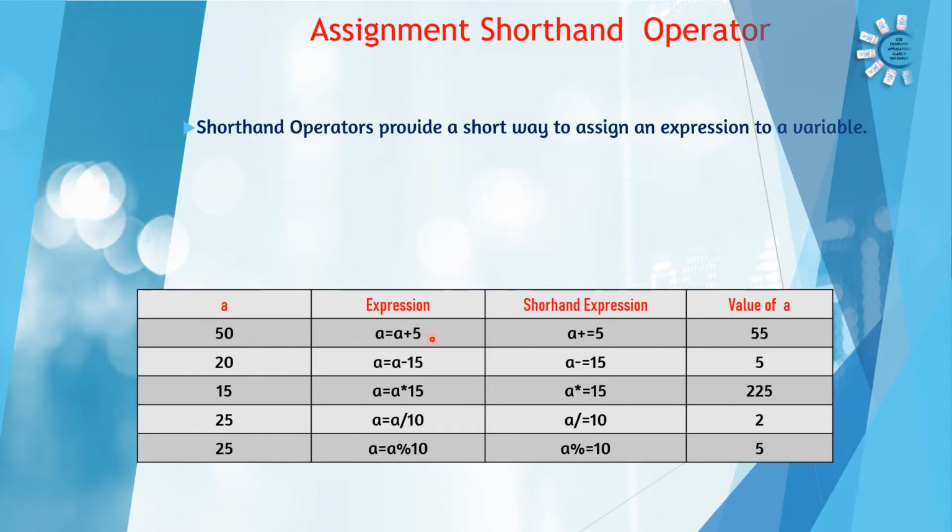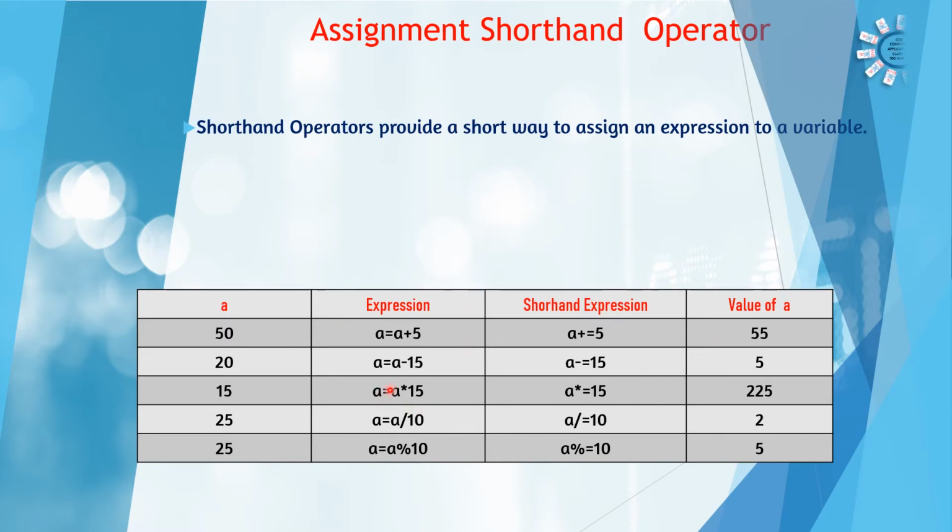And now we can see the expression a is equal to a plus 5. So instead of writing like this, if the variable is the same before and after the equal sign, then we can say a plus is equal to 5. So a plus is equal to 5 has the same meaning as a is equal to a plus 5. So the final value of a will be 50 plus 5, it is 55.